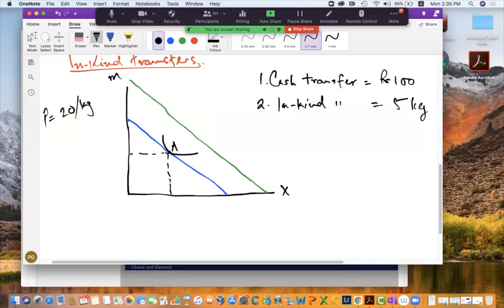If the price is 20 rupees a kg. But this is given literally in kind. And let's make the further assumption that the household cannot go and resell these 5 kgs on the market because of high transaction costs or what have you. Now, what is the budget line under this program? What does it look like?